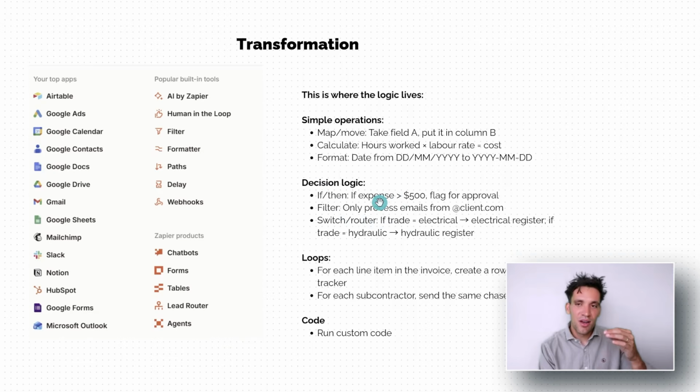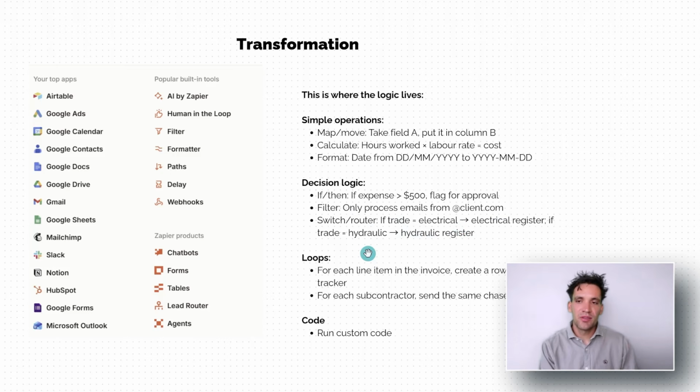The next type of transformation we can do is decision logic. So this is where we have an if-then condition. For example, if an expense is greater than $500, say you have an automation where somebody fills out an Airtable form, that gets logged as an expense. If the expense is greater than $500, it has to be approved by the project manager. Or you could have a filter where you only process emails that are from your client. They go into a separate correspondence register. Again, that's looking at the input field, which would be the email from address, and then uses the filter at your client's company to determine which emails get logged.